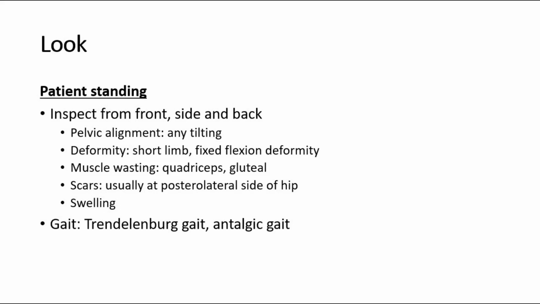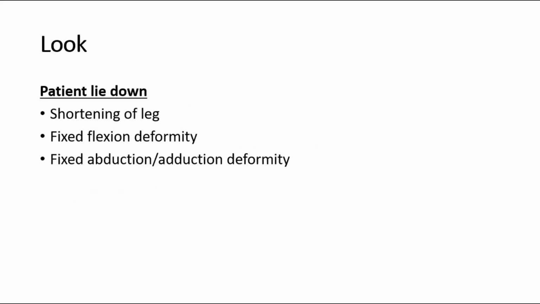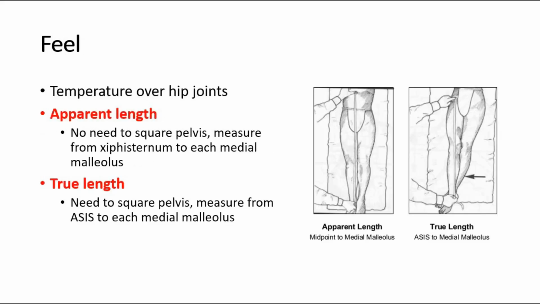Also, we can ask the patient to walk to the other side of the room and walk back to assess for their gait. And the expected gait in hip examination station would be Trendelenburg gait or antalgic gait. Next, we ask the patient to lie down and we look for any shortening of leg, any fixed flexion deformity, any fixed abduction or adduction deformities. So after finishing with the looking part, then next we proceed to feel.